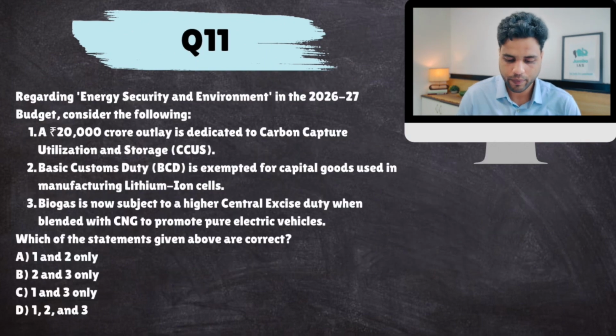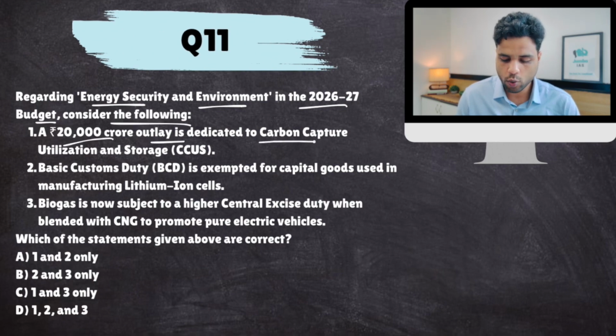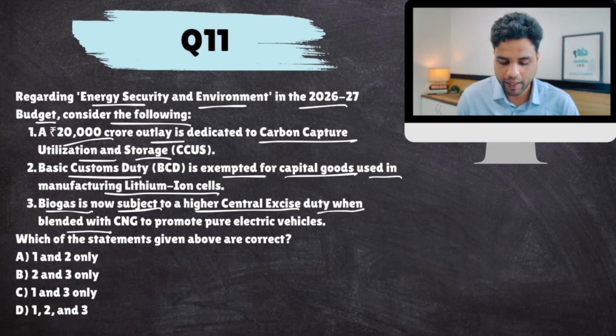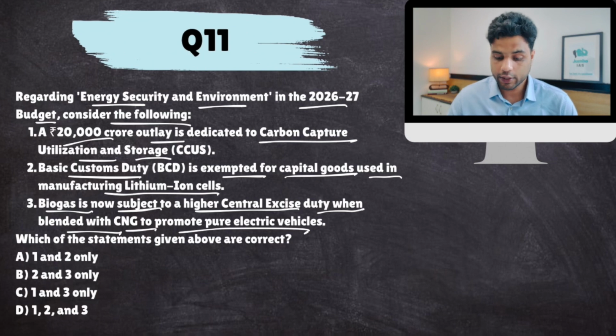All right, next. Regarding energy security and environment in 2026-27, consider the following. 20,000 crore outlay dedicated to carbon capture, utilization and storage. Basic customs duty is exempted for capital goods used in manufacturing lithium-ion batteries. Biogas is now subject to higher central excise duty when blended with CNG to promote electric vehicles. Okay, now listen to me very carefully. These are some of the announcements made by government for environment.